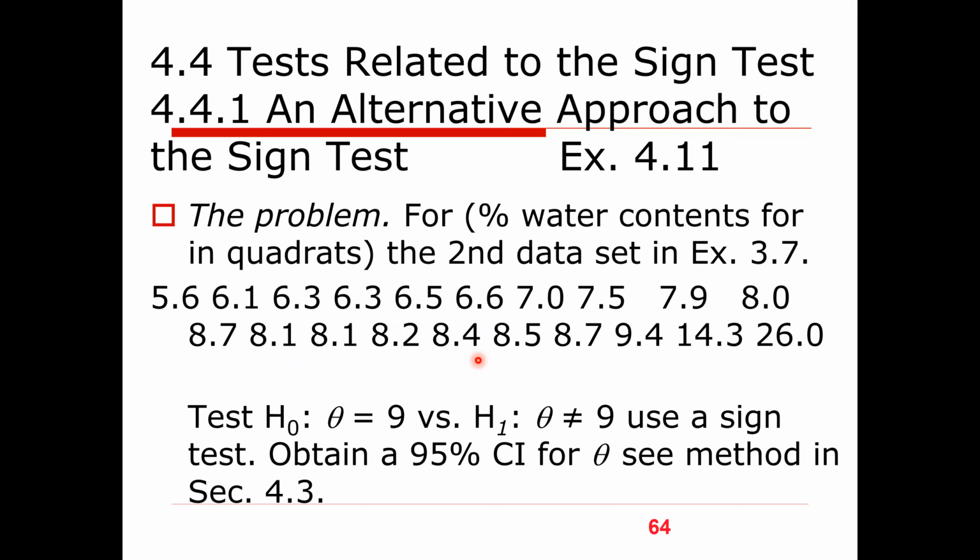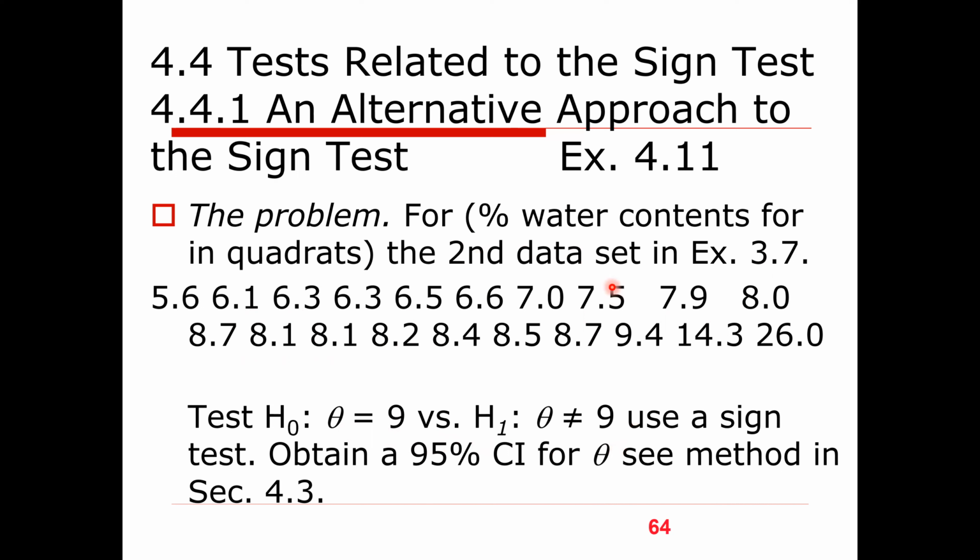And then section 4.4. Let's learn some tests related to the sign test. In example 4.11, we use the water contents data again. If I remember correctly, the water content data is in example 3.7. Okay, so we have 20 observations. They're already in ascending order. We want to test if the median is 9. And this is a two-sided test.